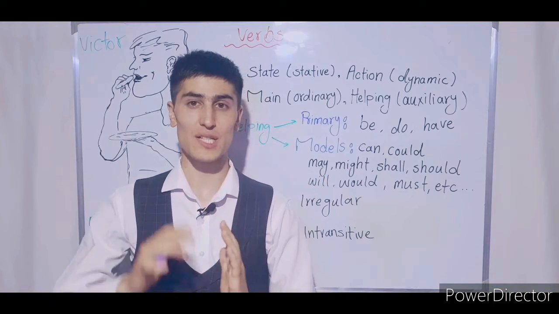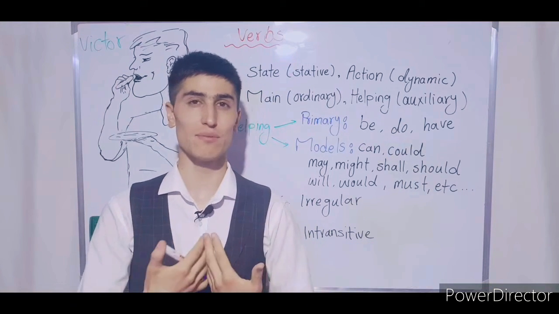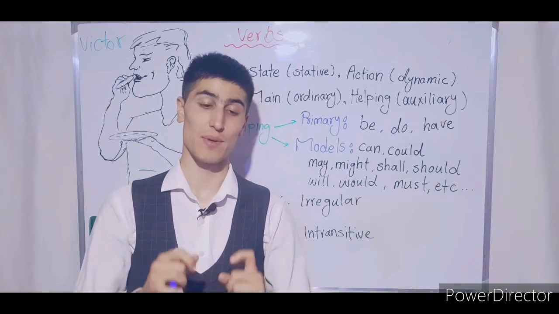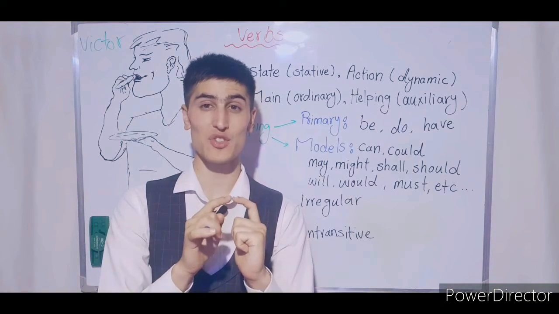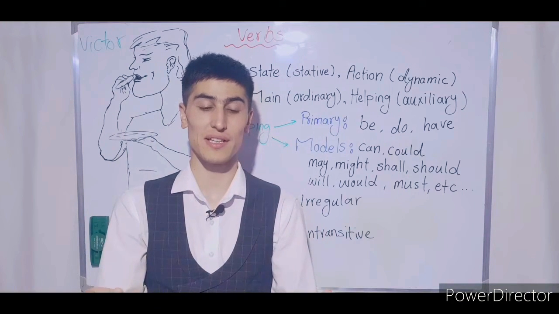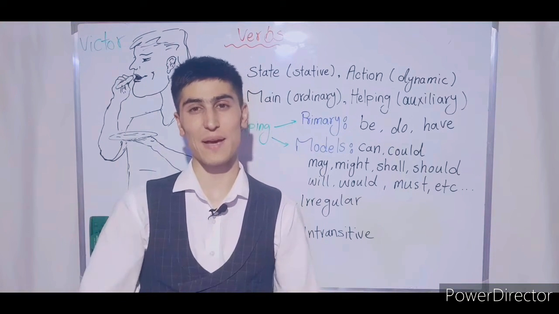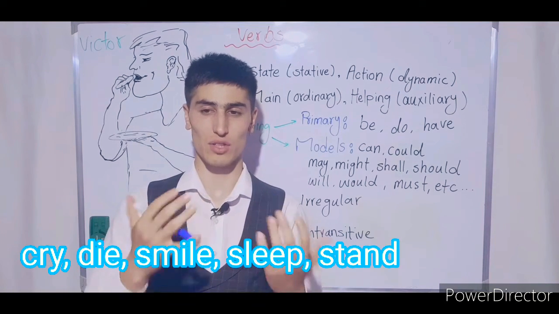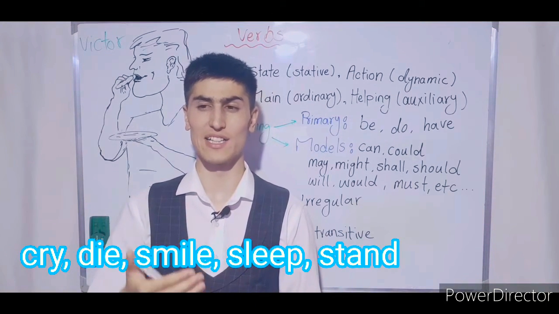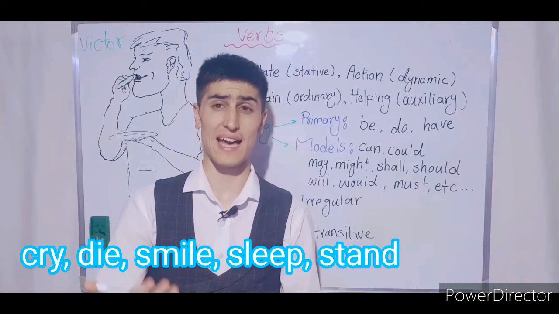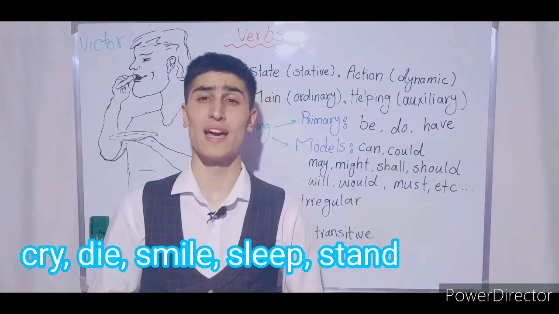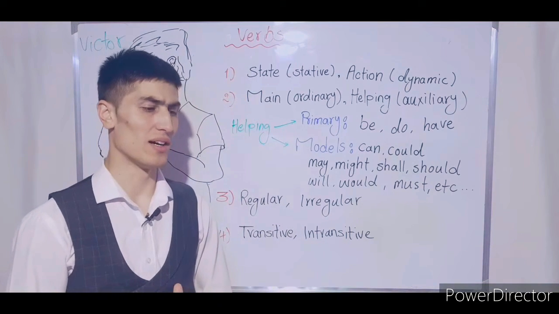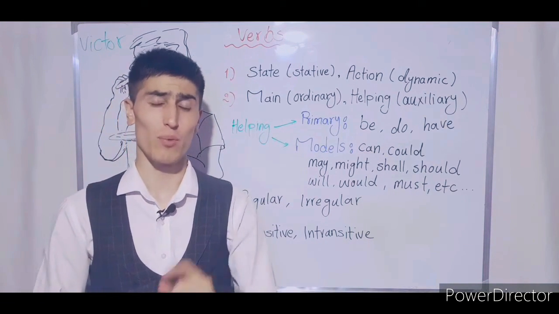Okay? She smiled beautifully. She smiled very nicely. We do not need an object for the verb smile. It does not need an object. Okay? We can smile. So words like cry, die, smile, sleep, or stand can be good examples of intransitive verbs.